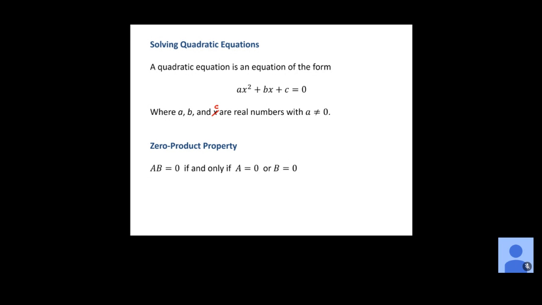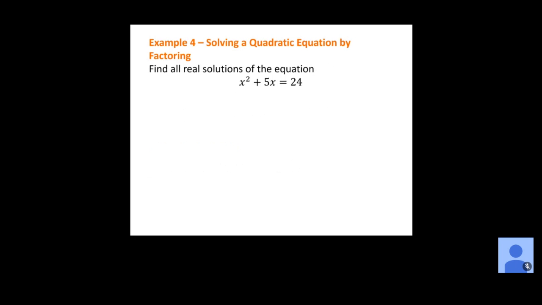Now, the zero product property is what allows us to be able to solve quadratic equations. So a times b is equal to 0 if and only if either a is 0 or b is 0. Okay, so for that product to be equal to 0, we know that one of those values has to be 0. And so what's going to happen here is we're going to be able to factor a lot of these quadratics, and then we're going to know that one of those factors has to be equal to 0 so that the product can be equal to 0.